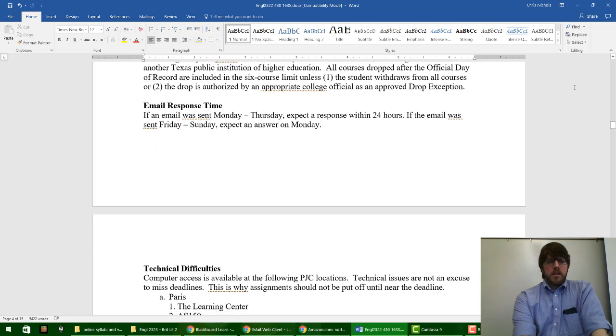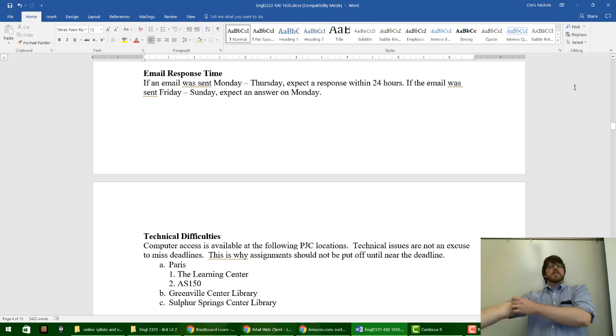Now, email response time. If an email is sent Monday to Thursday, expect a response within 24 hours. If the email was sent Friday to Sunday, expect an answer on Monday. Summer's going to be a little bit weirder.